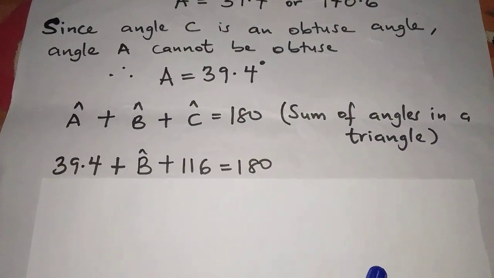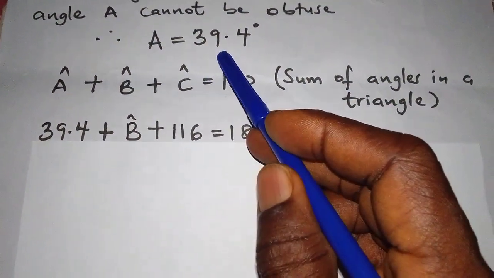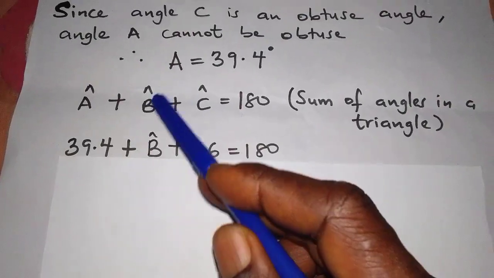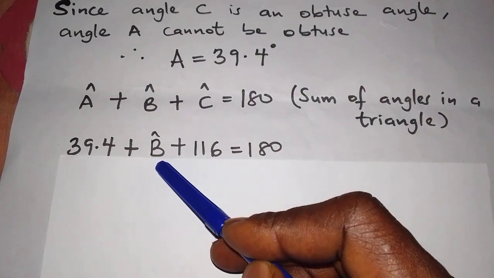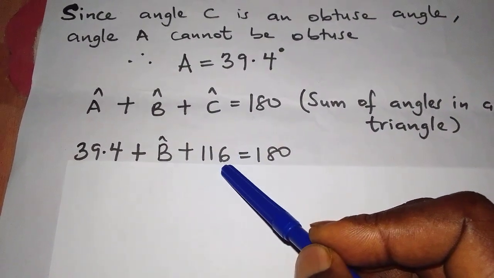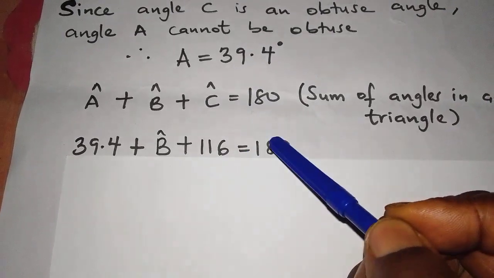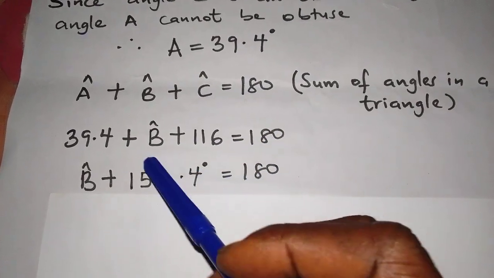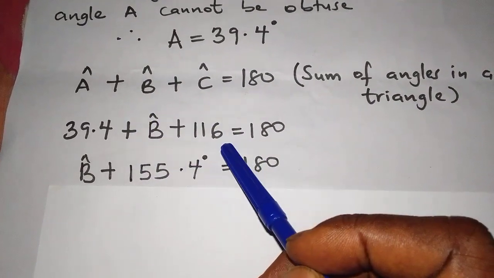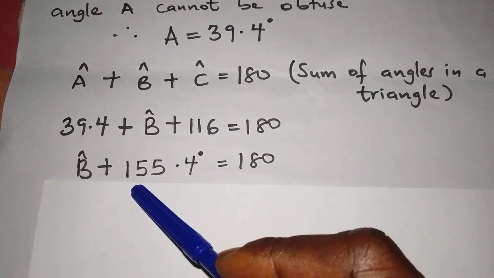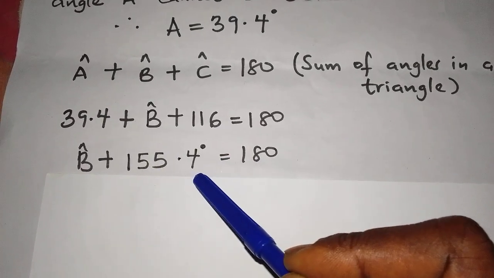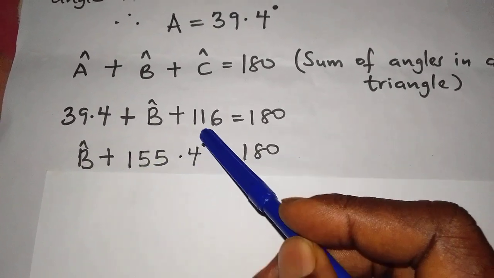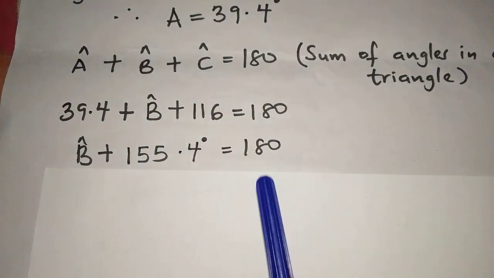So you have been able to calculate angle A to be 39.4. You don't know the value for angle B. Then angle C is 116. It should be equal to 180. If you add 39.4 plus 116, it will give you 155.4. So you can now bring this 155.4 to the other side.